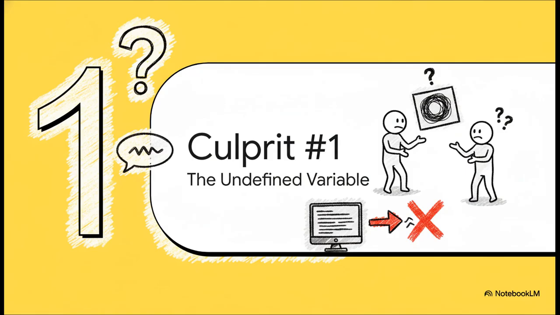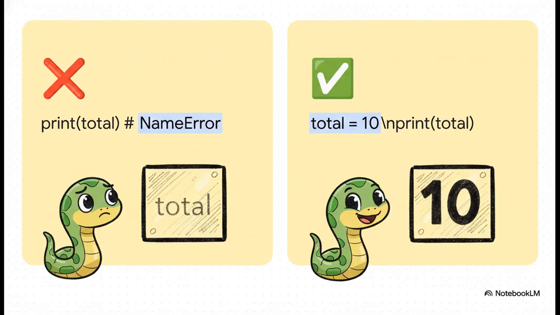Okay, our first and honestly most common culprit is just trying to use a variable before you've even told Python what it is. It's kind of like asking a friend to pass you that thingamajig without ever saying what that thingamajig is. You're just setting yourself up for confusion. Let's look at this in action.